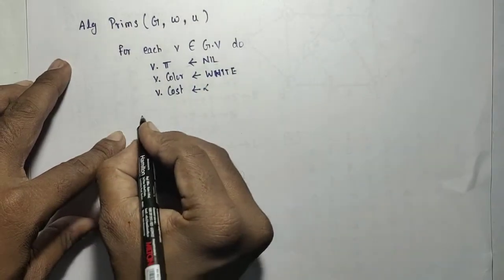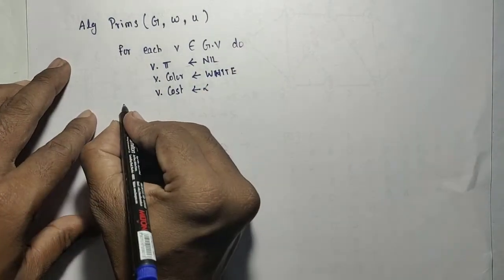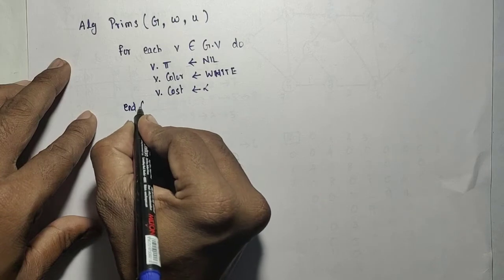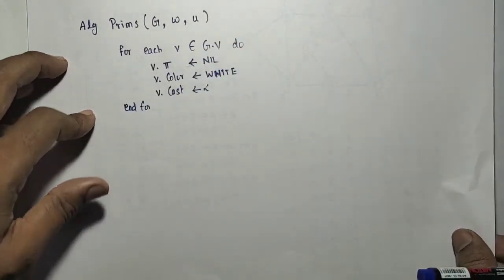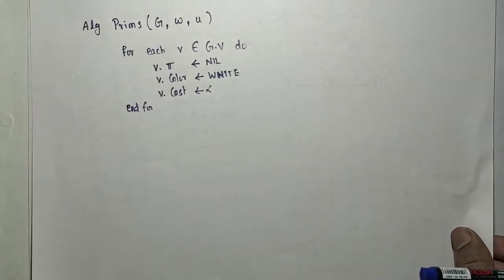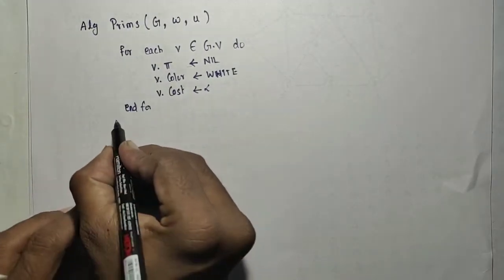White and infinity, and end for. So this is the first step: fill the adjacency list with default values. Okay, this is over.